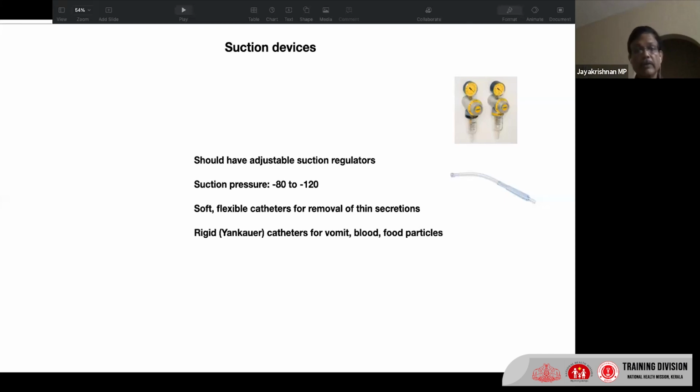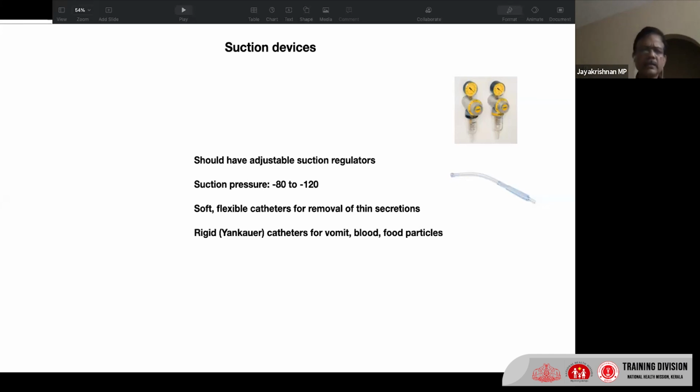One very important adjunct that needs to be there in the crash cart is a rigid Yankauer suction catheter. When the actual emergency comes, the child arrives with seizures, vomiting, and a lot of food particles inside the mouth, and you only have a small, flexible, thin catheter, it's not going to be effective.